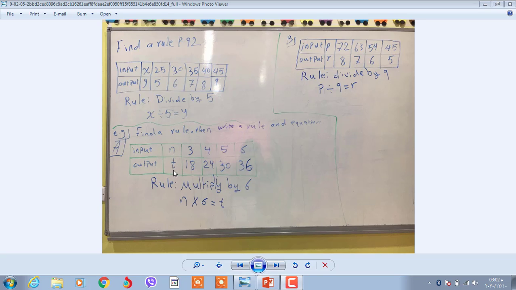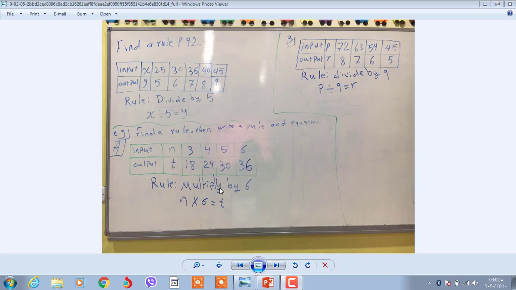Input is n and output is t. 3 changed to 18, so 3 multiplied by 6 equals 18. And 4 changed to 24, 4 multiplied by 6 equals 24. And 5 changed to 30, 5 multiplied by 6 equals 30. And 6 changed to 36, 6 multiplied by 6 equals 36. So the rule is multiply, because the input is less than the output, and multiply by what? Multiply by 6, because all numbers in the input multiplied by 6 equal the numbers in the output, student.